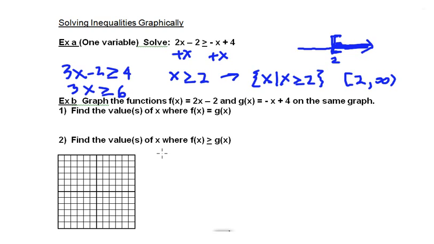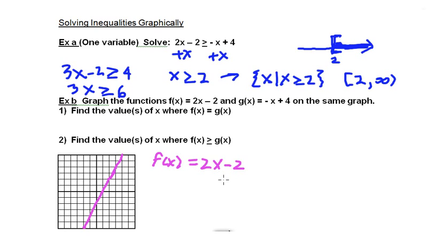And the first function is f of x is equal to 2x minus 2. So we can plot the y-intercept at negative 2, and for the slope of positive 2, that means 2 up for every 1 to the right, and we can then graph the line. So this pink line represents our function f of x is equal to 2x minus 2.